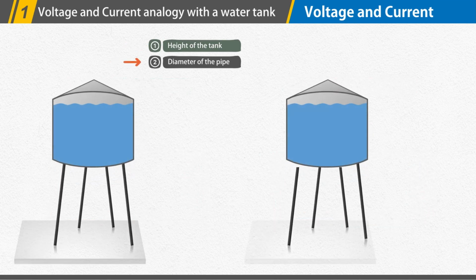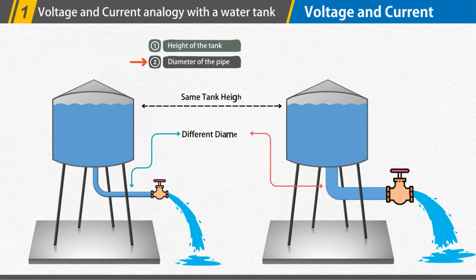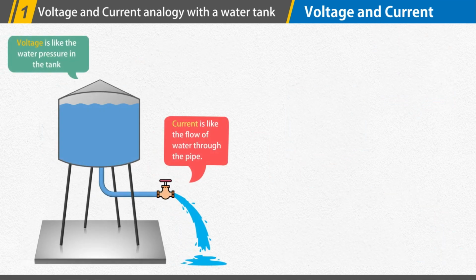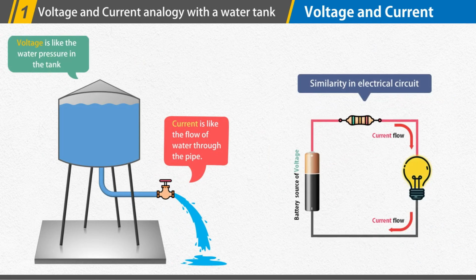The second factor is the diameter of the pipe. If we increase the diameter of the pipe while keeping the same tank height, the water flow in the pipe will also increase. Similarly, the current in an electrical circuit is the amount of electrical charge that flows through the circuit, and it depends on the resistance of the circuit and the amount of voltage applied to it. We will know about the resistance in detail in the upcoming videos. In this video we will mainly focus on current and voltage. I think this water tank analogy helped a lot to clear the basic concepts of voltage and current.